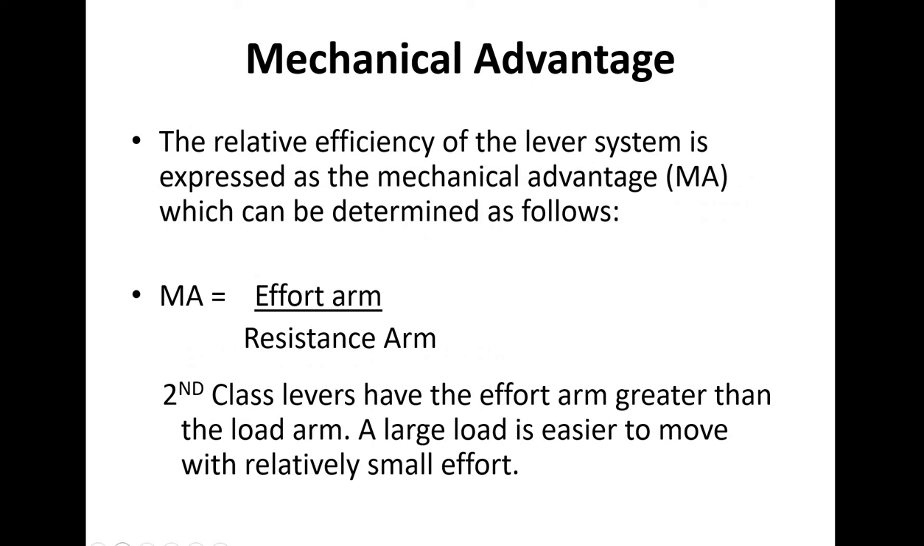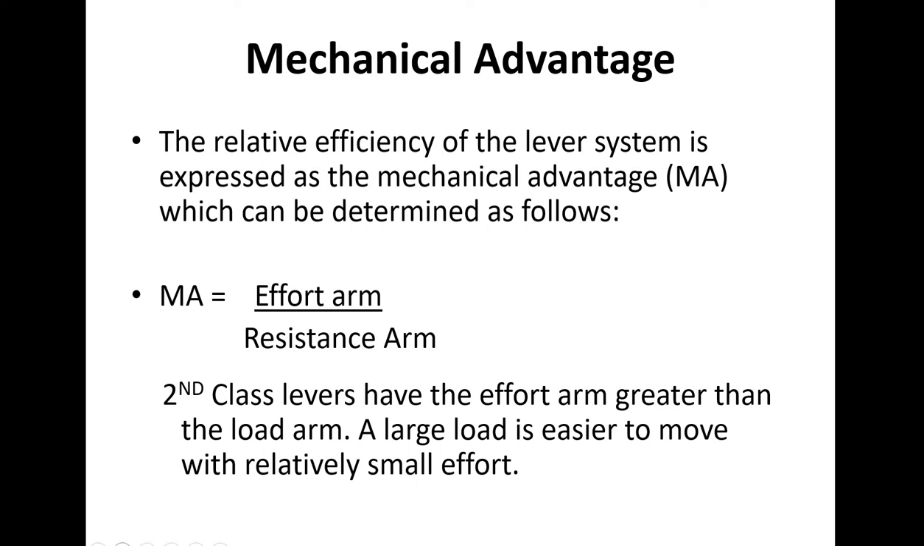So when we talk about mechanical advantage, we're talking about the relative efficiency of the lever system, and it can be determined by the effort arm divided by the resistance arm. And obviously, the larger the result of that calculation, the better the mechanical advantage. So if you look at second class levers, where the effort arm is much greater than the load arm, that means it has a high mechanical advantage.